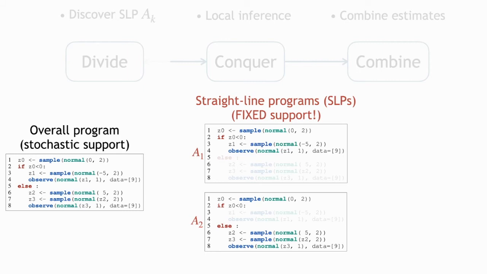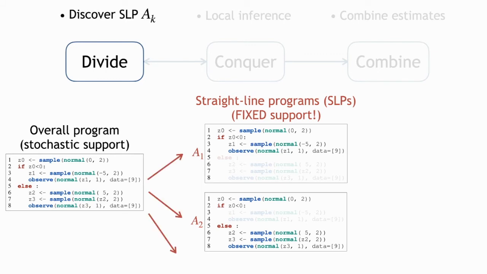The first component of DCC, divide, is responsible for dividing the overall program into multiple straight line programs with unique paths. We can think of dividing the branching model program into true branch and false branch, or dividing the earlier open mixture model into sub-models with fixed k. Breaking the problem up makes an easier inference problem later.